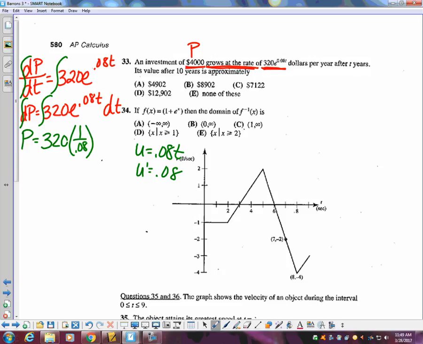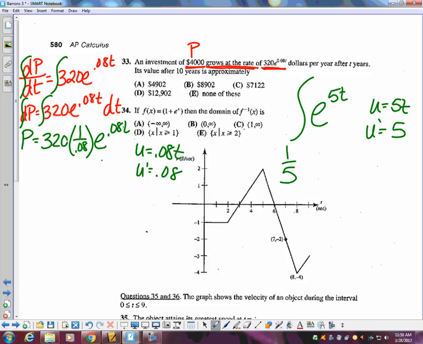Make sure you understand that. I know it's decimals, which makes it ugly, but if you had e to the 5t, then your u would be 5t and your u prime would be 5, so you'd need a 1/5 out front. Okay, so that's what I'm doing: 1 over 0.08 times e to the 0.08t, just like this would be 1/5 e to the 5t. Now I clean up. Oh, plus c. Always forget that plus c. So let's see, that's 4,000e to the 0.08t plus c.